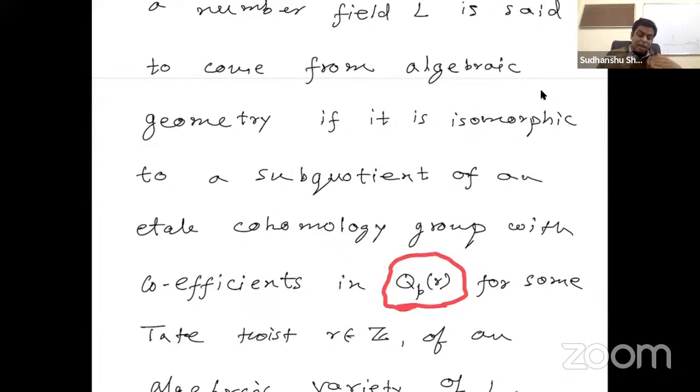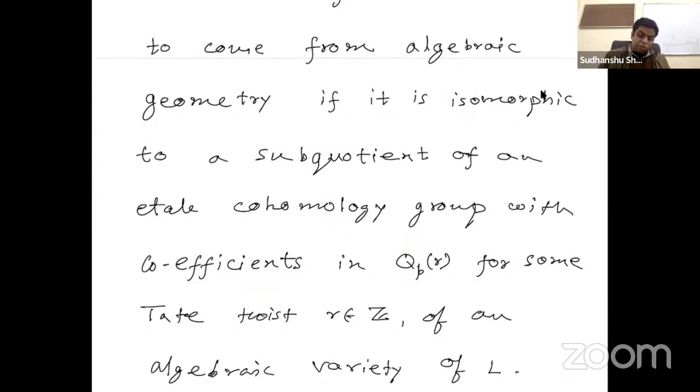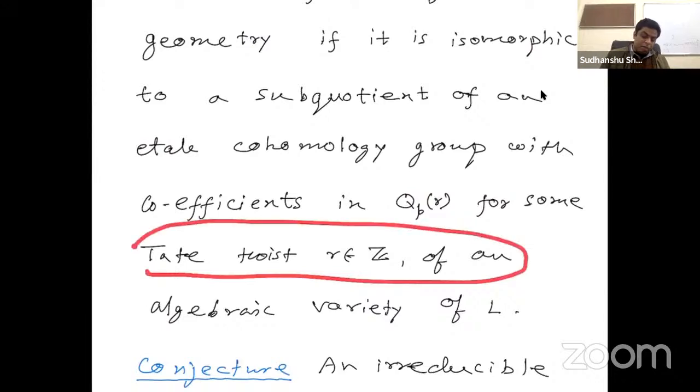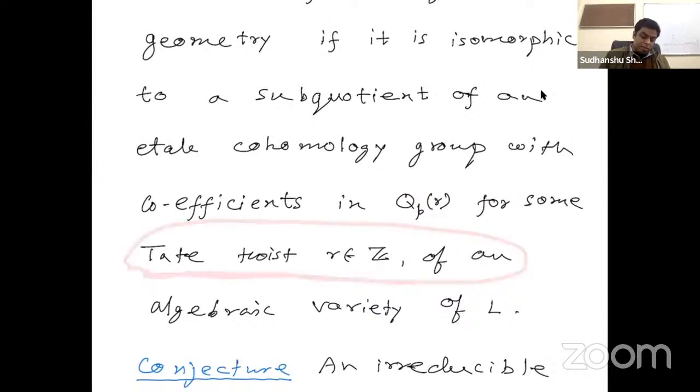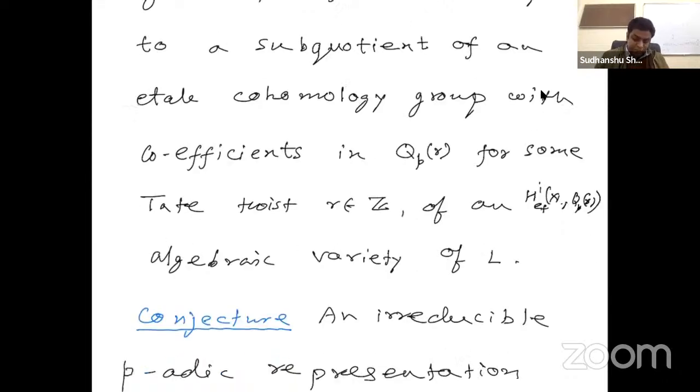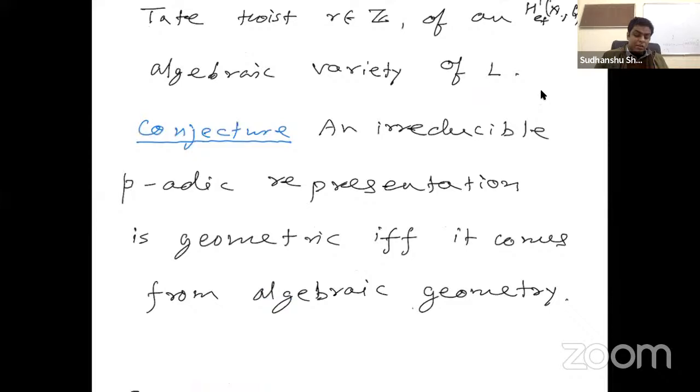This is a Tate twist, it's like the r-th power of the cyclotomic character. That's what I mean when I say Tate twist. So if it is a subquotient of H^i_et of X with coefficients in Q_p(r), then one says it's a representation coming from geometry. And here is a well-known conjecture in the subject. We say that an irreducible p-adic representation is geometric if and only if it is coming from geometry, from an algebraic variety over L.